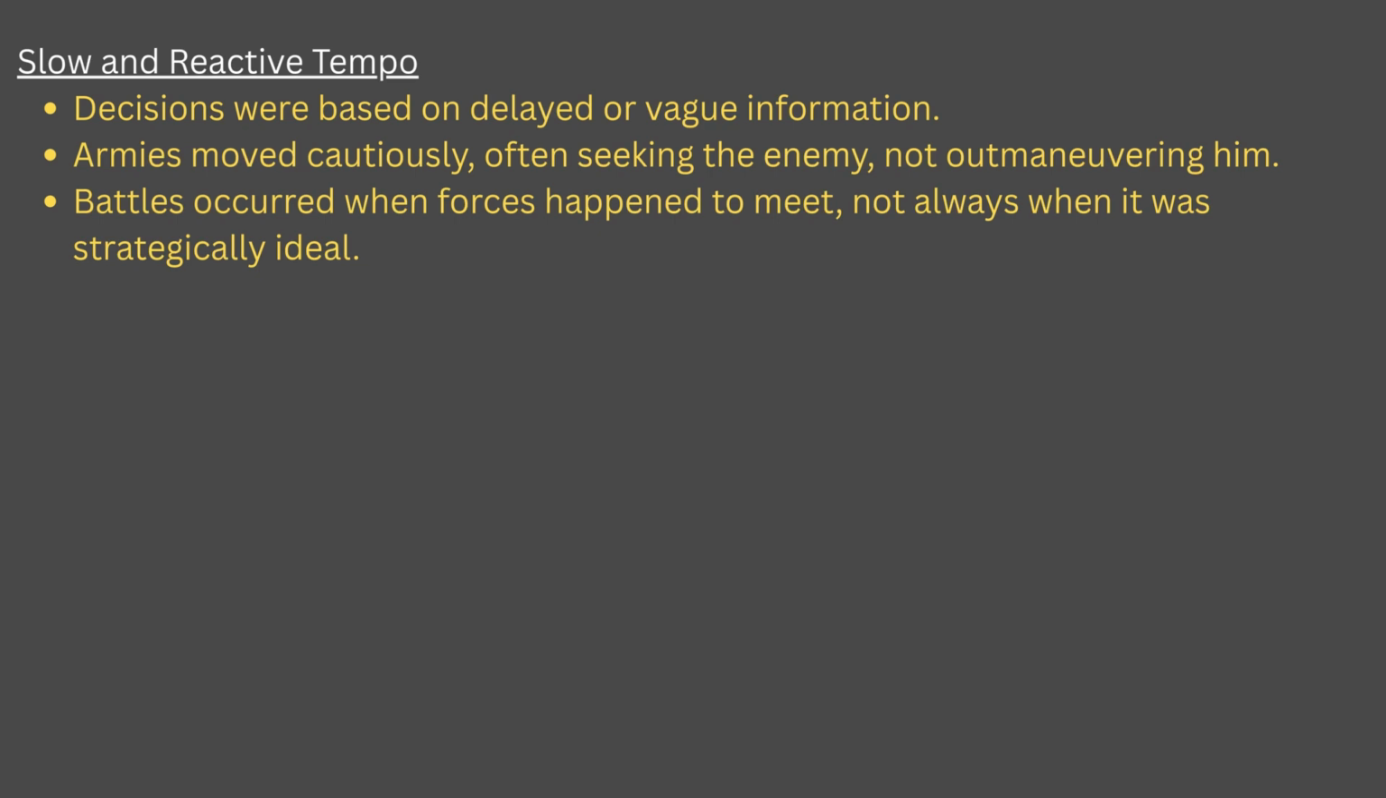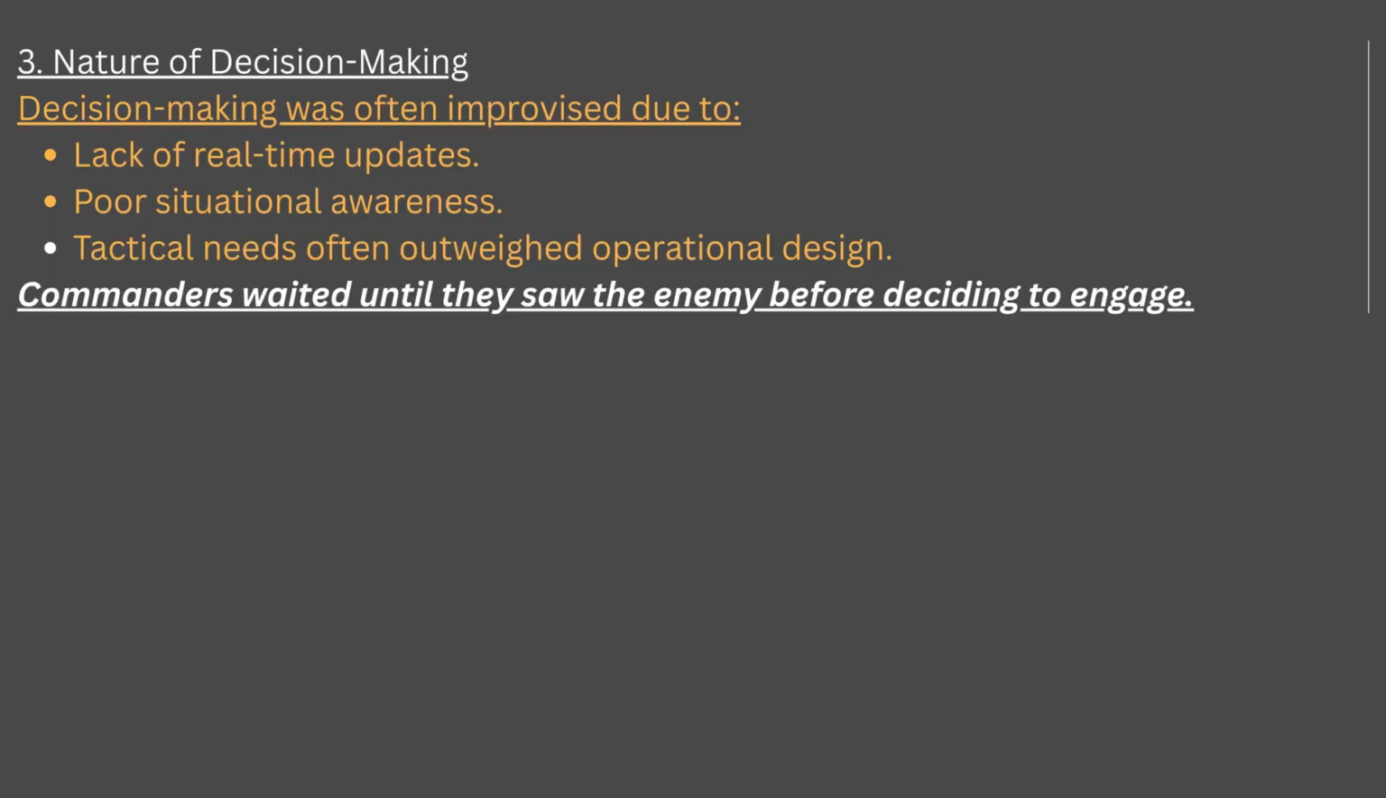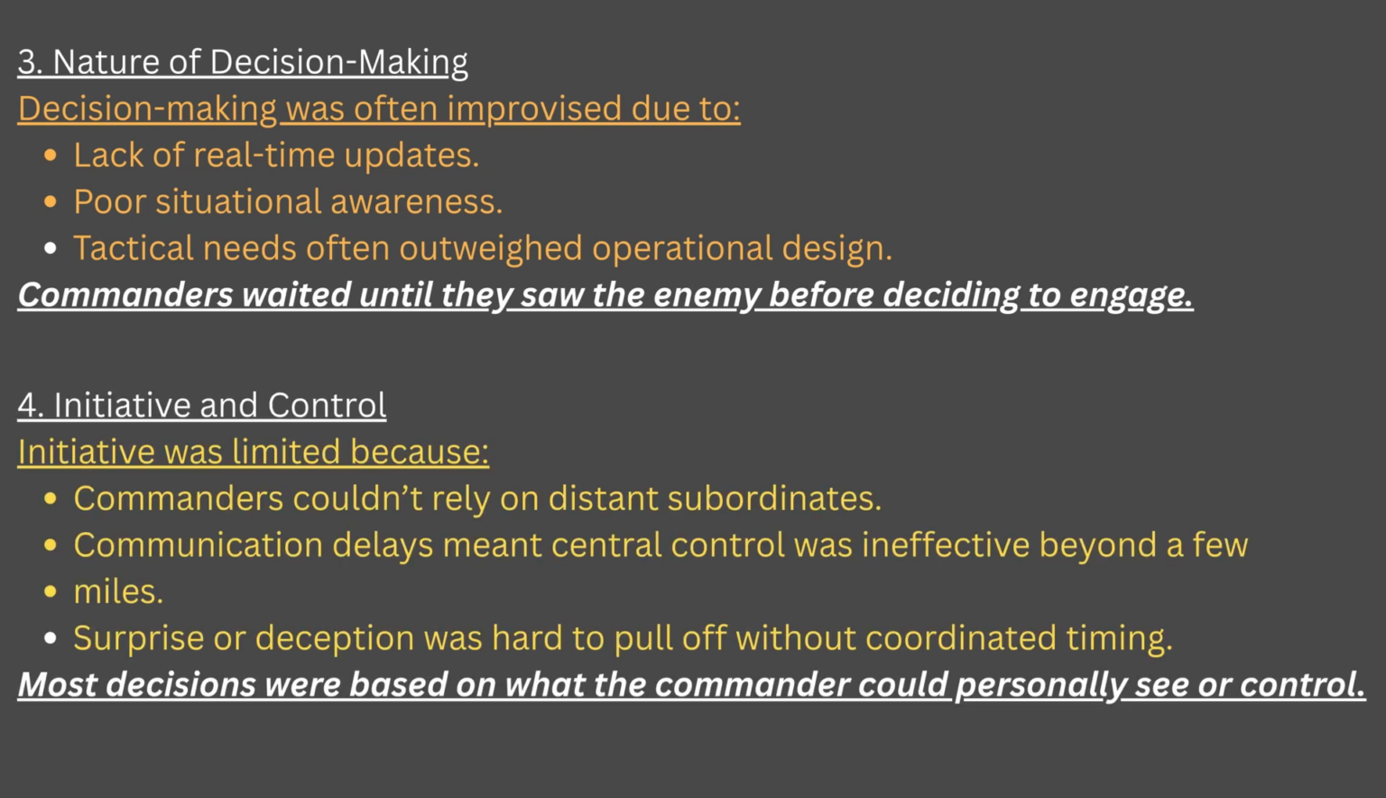Moving ahead, let's talk about how decisions were made. Dosto, because of the fog of war and the lack of fast communication, most decisions were improvised. Commanders waited until the enemy was literally in sight before choosing whether to fight. Operational design? Barely there. Tactical needs, like seizing a hill or holding a bridge, often outweighed bigger picture thinking.